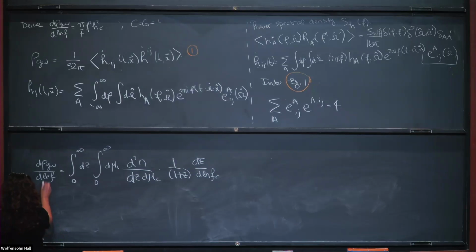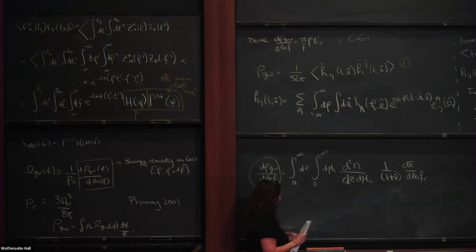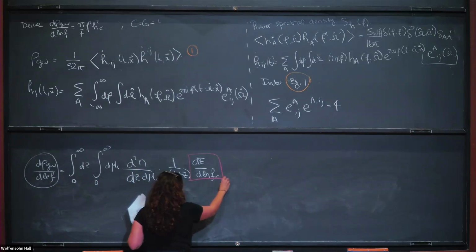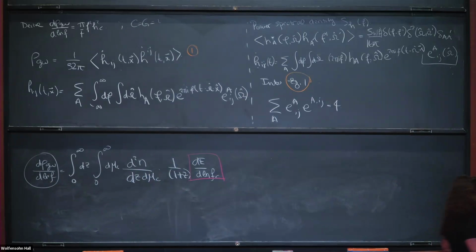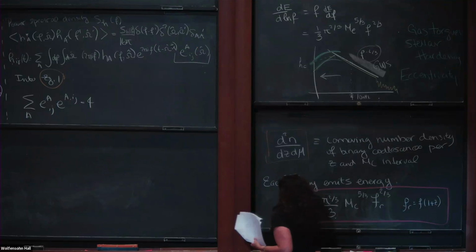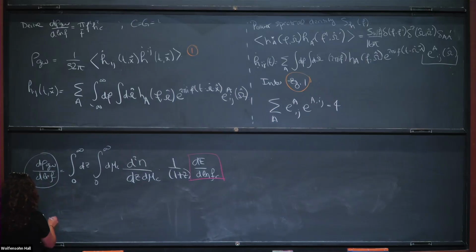We combine this expression now here. This is equal to this. And now we have our expression for dE by d log f r over here. And we can put together all of the pieces of the puzzle to solve for h squared, for the characteristic strain.